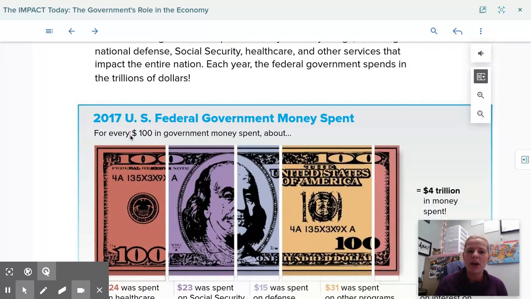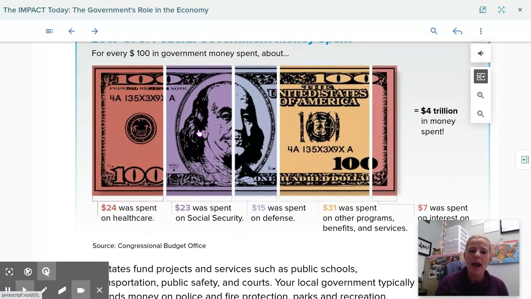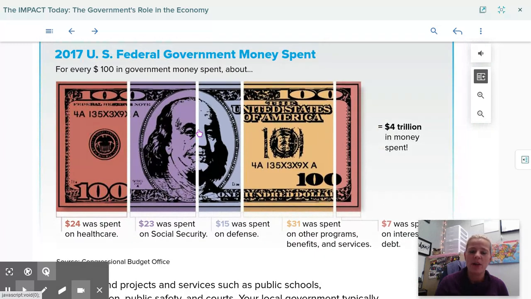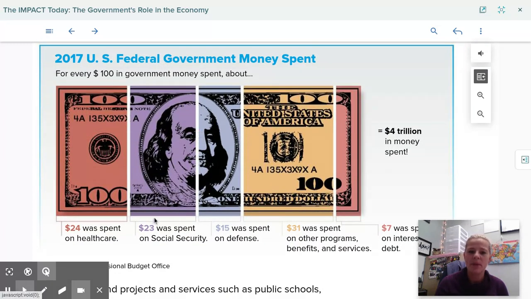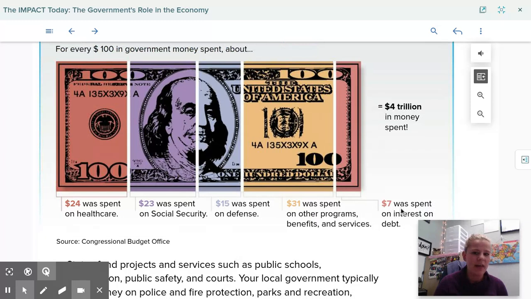So now for every $100 in government money spent, about $24 was spent on healthcare. $23 was spent on Social Security. About $15 was spent on defense. About $31 of every $100 was spent on other programs, benefits, and services. And then about $7 was spent on interest and debt.